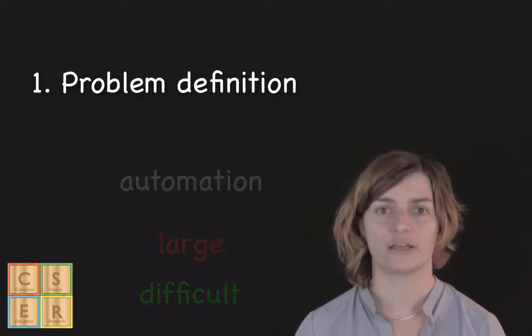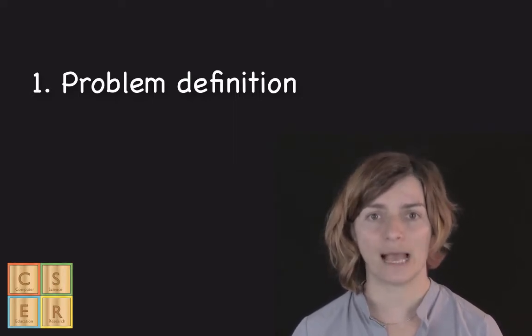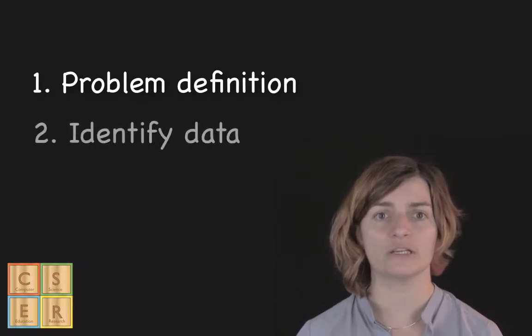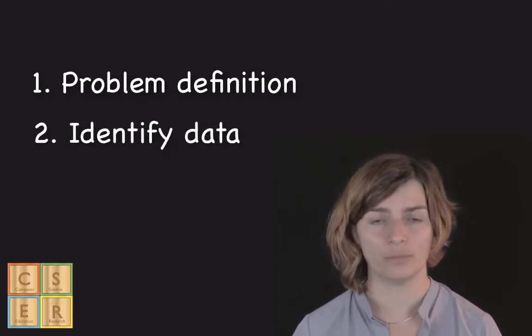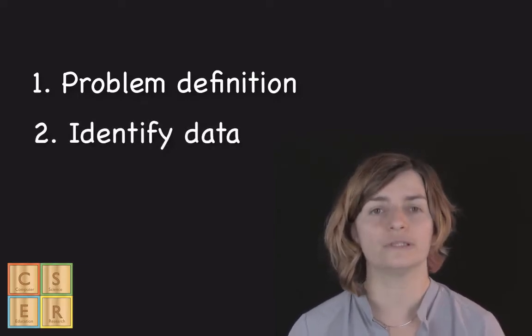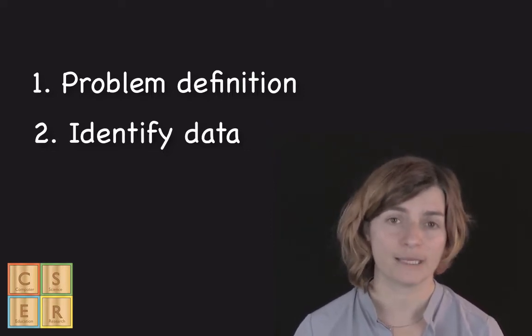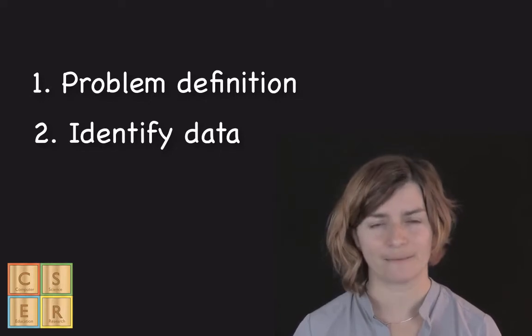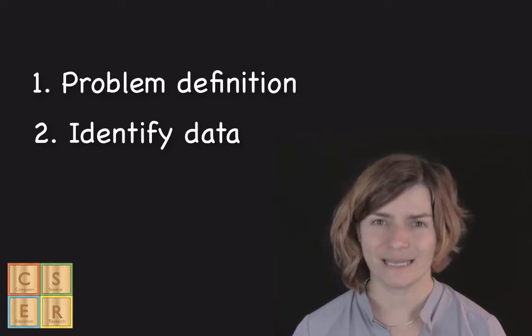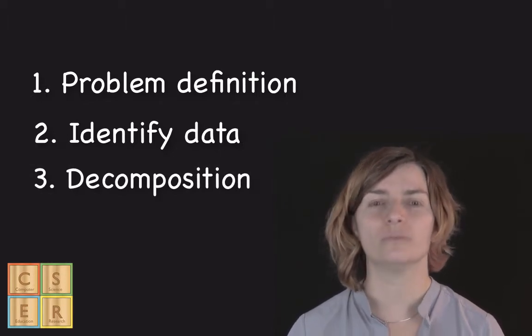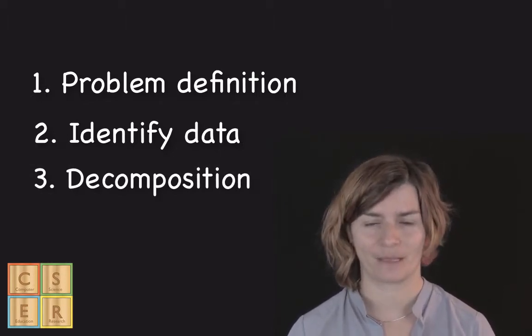Once you have identified your problem, the process of the algorithm design then involves identifying what information is needed to solve the problem, and then also filtering out any information that might also be present but is not really needed. The next step is breaking down the problem or decomposing the solution into more manageable steps.